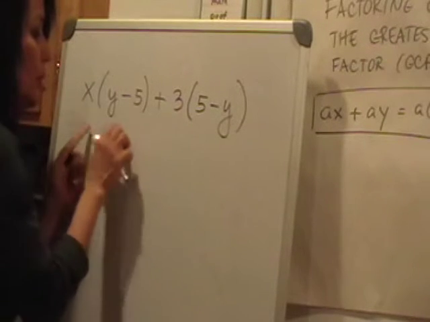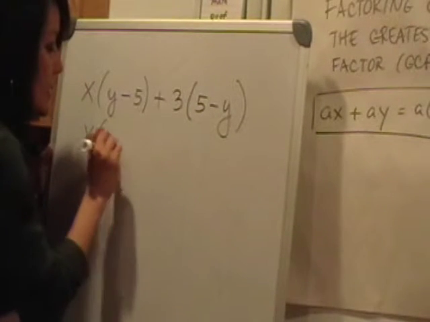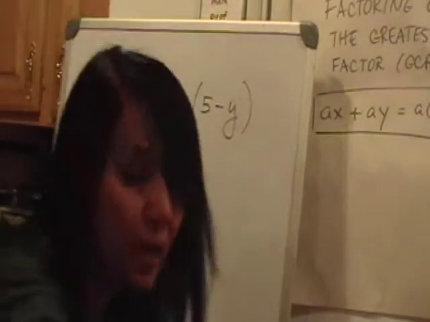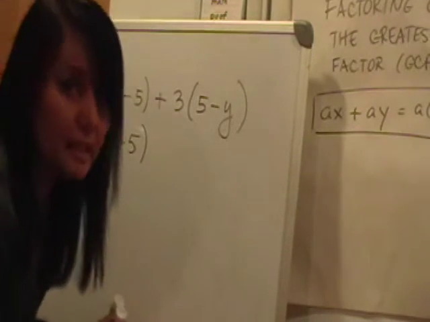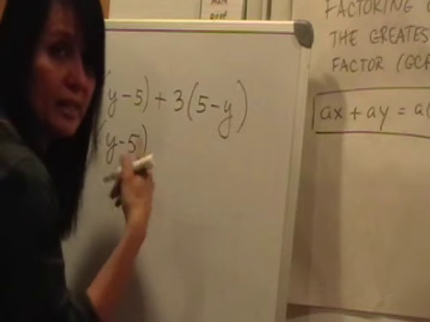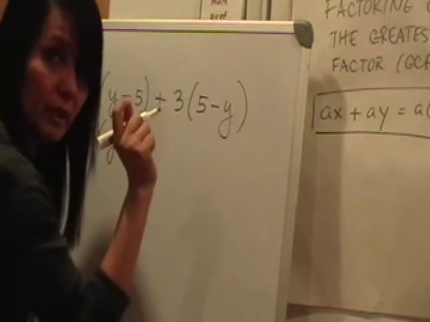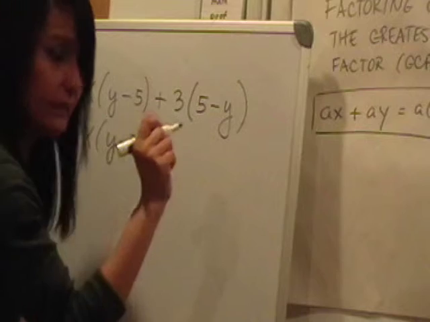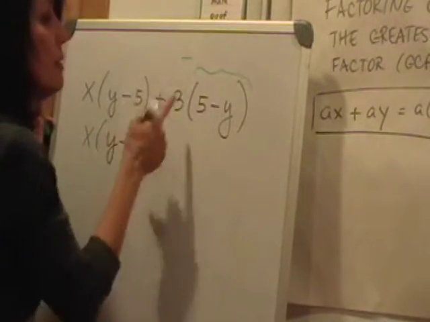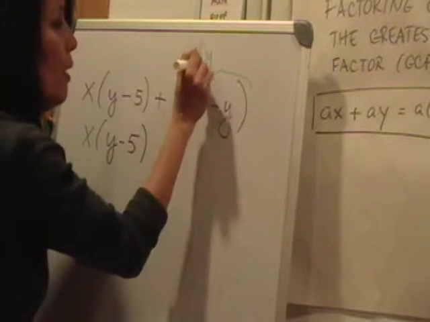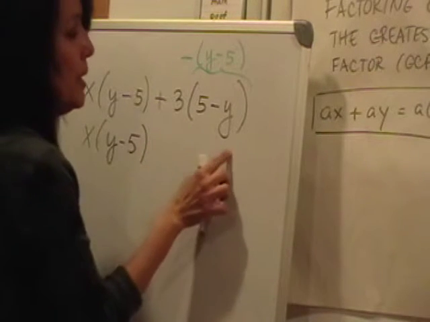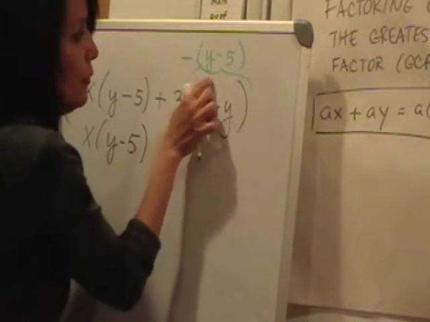Alright, so maybe if we want to keep this, we say this is x times the quantity y minus 5. Now let's change 5 minus y and make it the opposite of y minus 5. Opposite of y minus 5, when you translate that English, opposite, I hope you know, is denoted by the negative sign, right? So this thing here is really the opposite of y minus 5. Okay, so that's what you do. You change 5 minus y to make it the opposite of y minus 5.